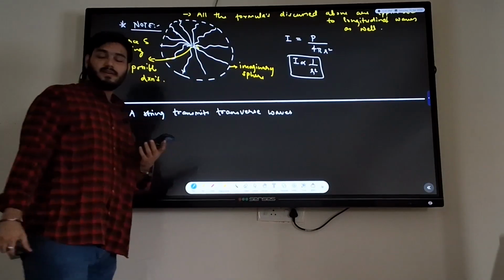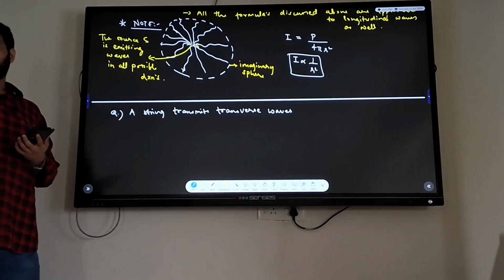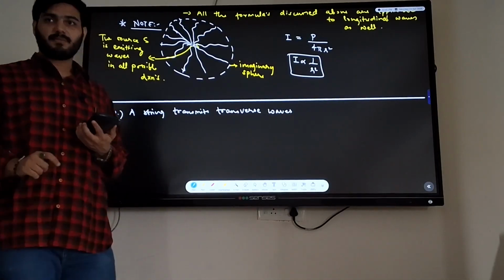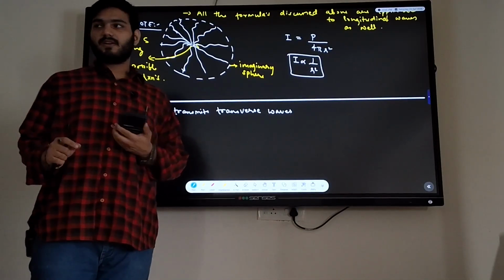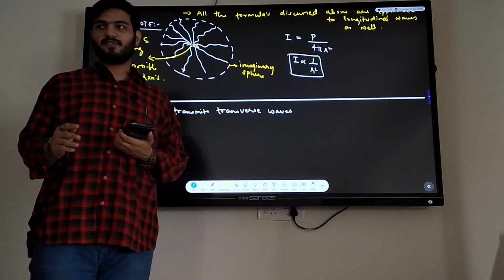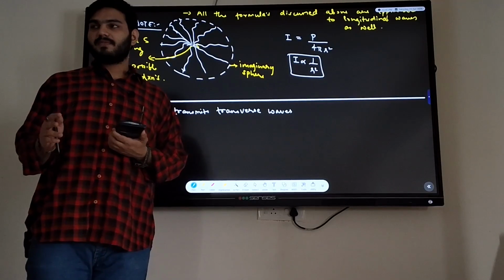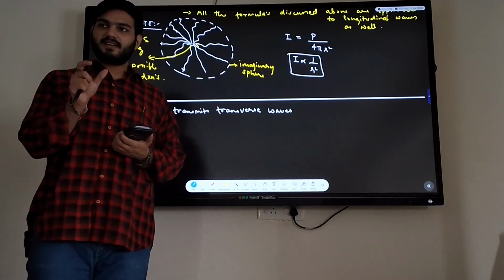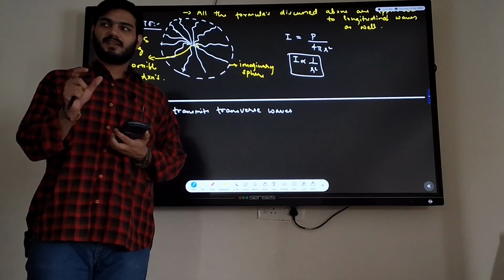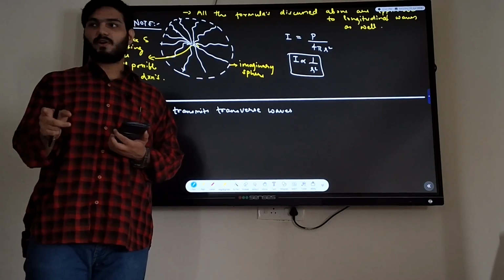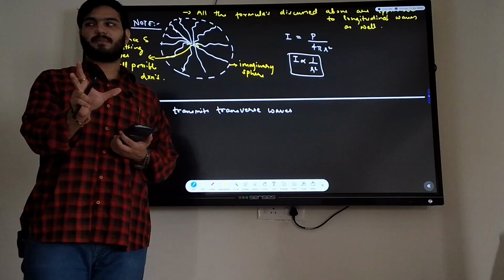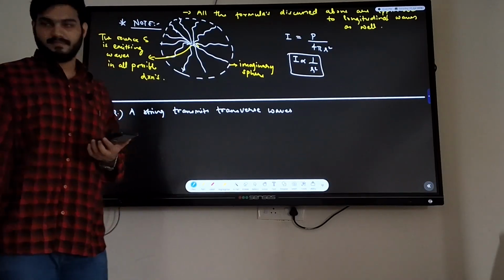Let me be clear with this: unless it is specifically mentioned that the density is linear mass density, you will not assume the given density to be mu. If the given density is just written as mass density, then what will you assume it to be? That's rho, mass by volume, not linear mass density, unless it is specifically mentioned. Okay?